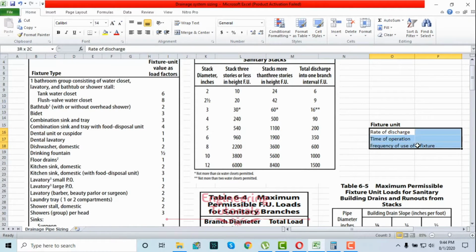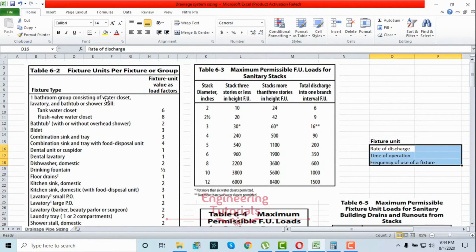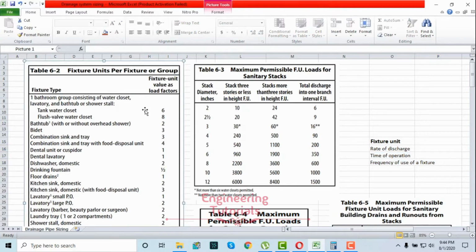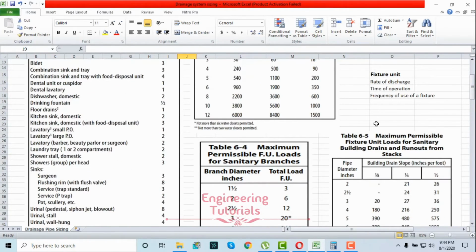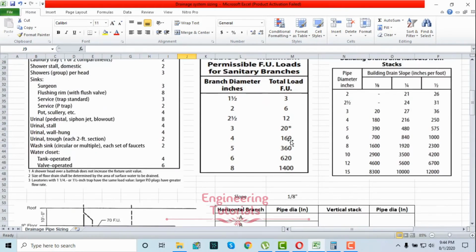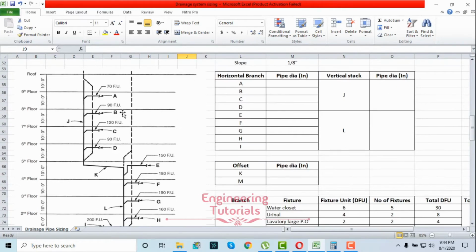So based on these factors, these tables were prepared by ASPE, that is American Society of Plumbing Engineers, IPC, International Plumbing Code, and UPC, Uniform Plumbing Code. So based on these factors, these tables were developed by IPC, UPC, and ASPE. I took this table from ASPE, and based on this table, I'm going to do the sizing of the drainage piping.